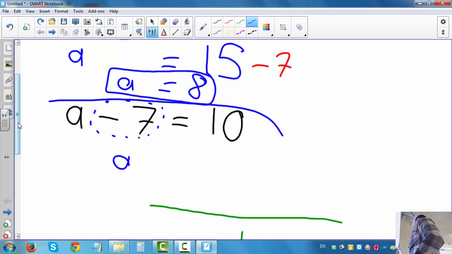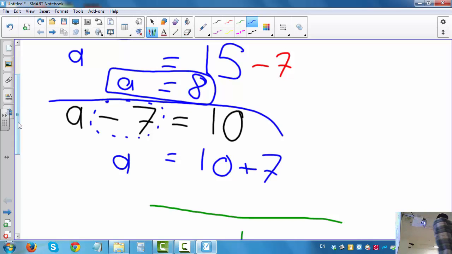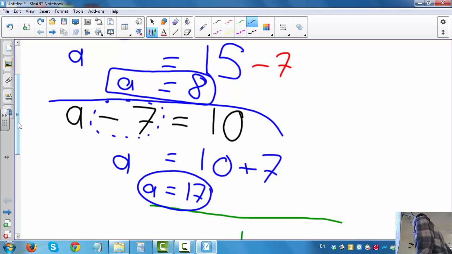So let's do that. A will stay, the equation sign will stay, 10 will stay, and next to 10 I'm gonna have this time not negative 7. You've got to change the sign, positive 7. And now A will be equal to 17. Done. Nothing more to worry about.